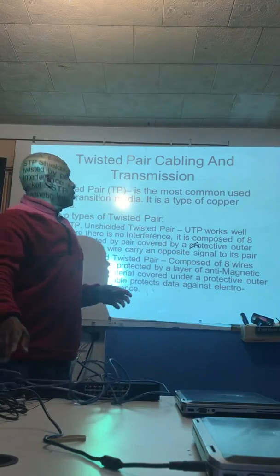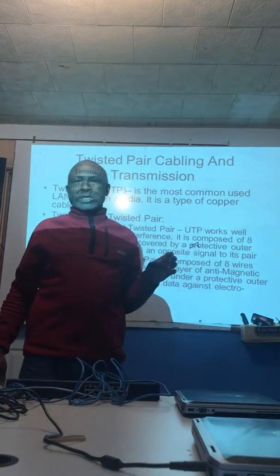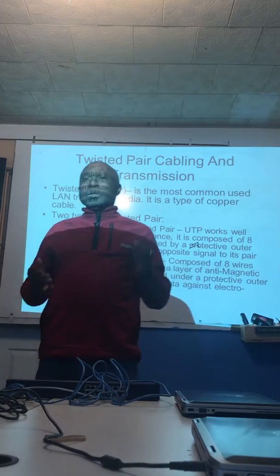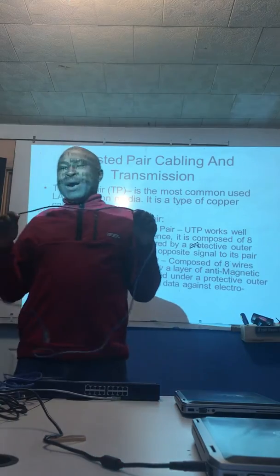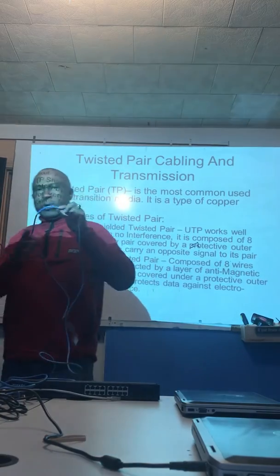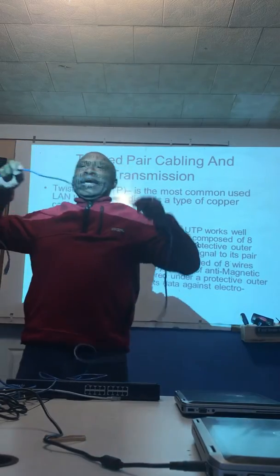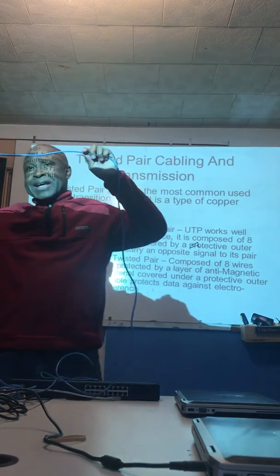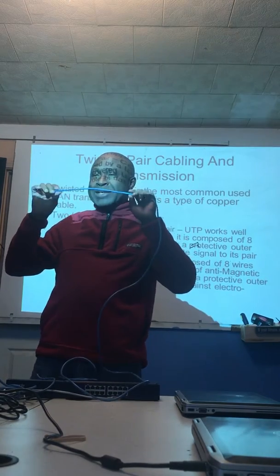However, there are 2 types of twisted pair cable. As a computer technician, as a network technician, as an IT professional, this is the most important thing in that slide. I want you to understand that there are 2 types of twisted pair cable. A twisted pair cable is a cable that has 8 wires inside, and they are twisted in pairs. That means there are 4 pairs of wire inside this cable, and they have that jacket that provides protection to the wires inside the cable.